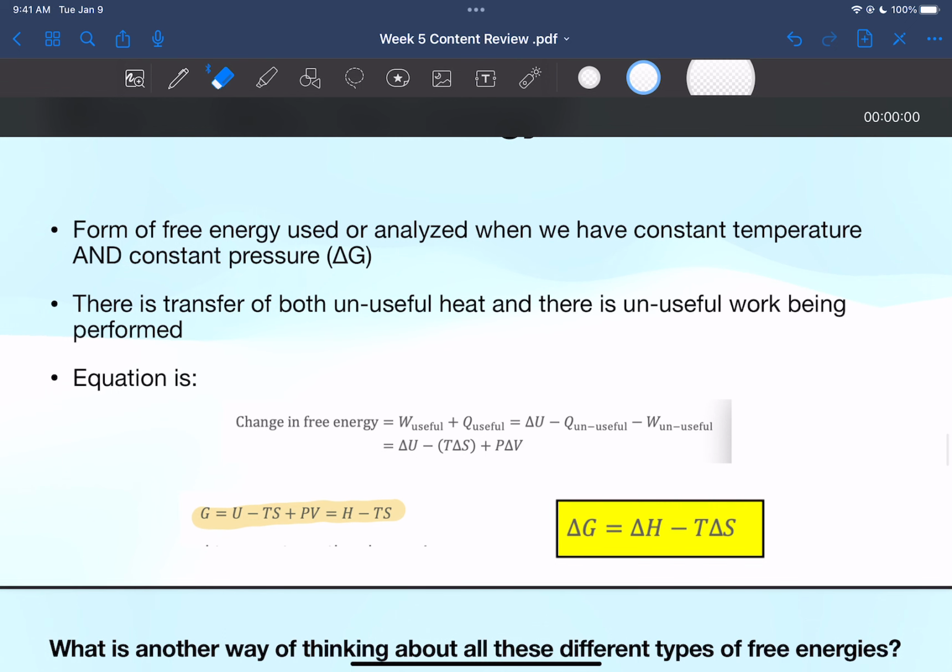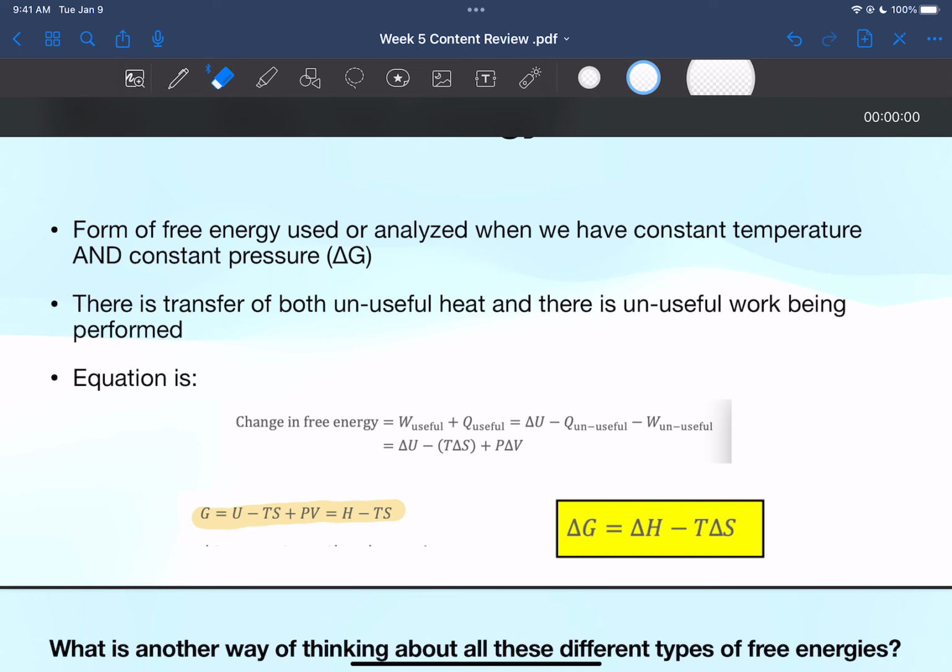Gibbs free energy, constant temperature and constant pressure, right? In Gibbs free energy, there's transfer of both unuseful heat and unuseful work being performed as well. If you remember from the enthalpy, we had unuseful work, but we didn't have unuseful heat. In Helmholtz free energy, we had unuseful heat, but we didn't have unuseful work. Gibbs free energy is kind of like the combination of both.